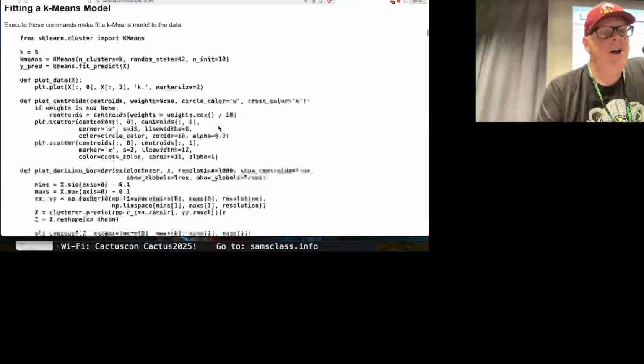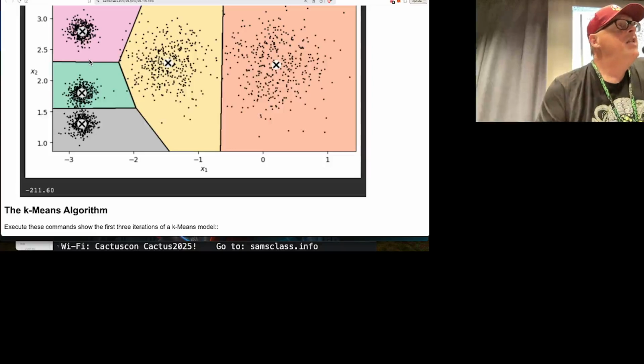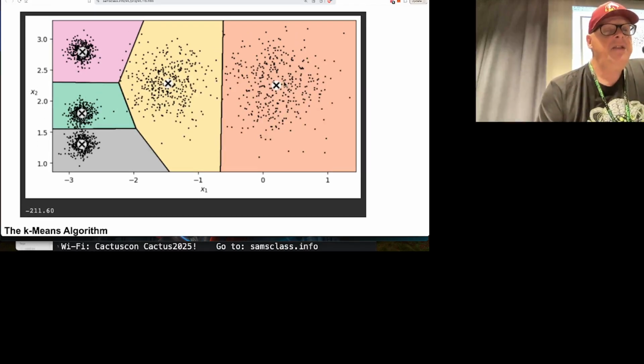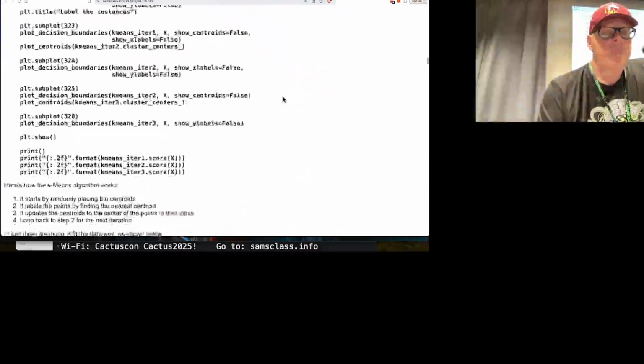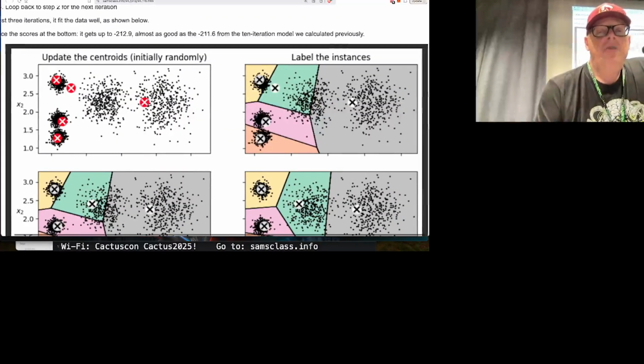So a k-means model is incredibly simple. It goes like this. You decide how many categories you want to have, and if you want to have 5, you just place them randomly out there, and then this is the kind of fit you're going to get. You're going to get these answers, and the way the algorithm works is like this. Originally, you just place them randomly on here. Then you draw boundaries between them.